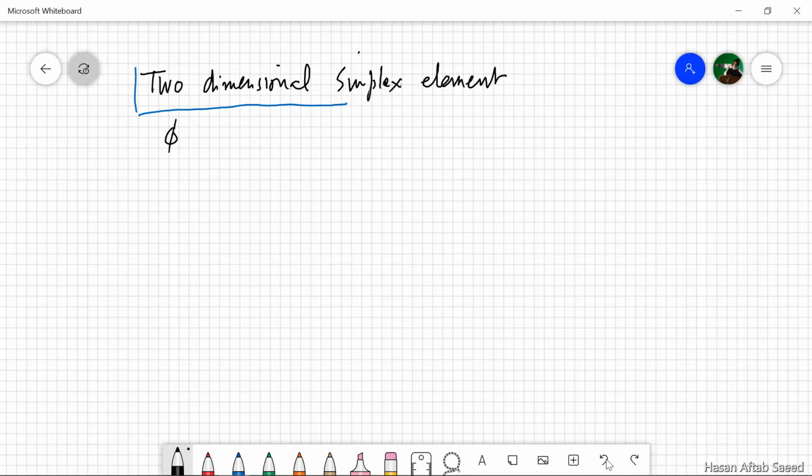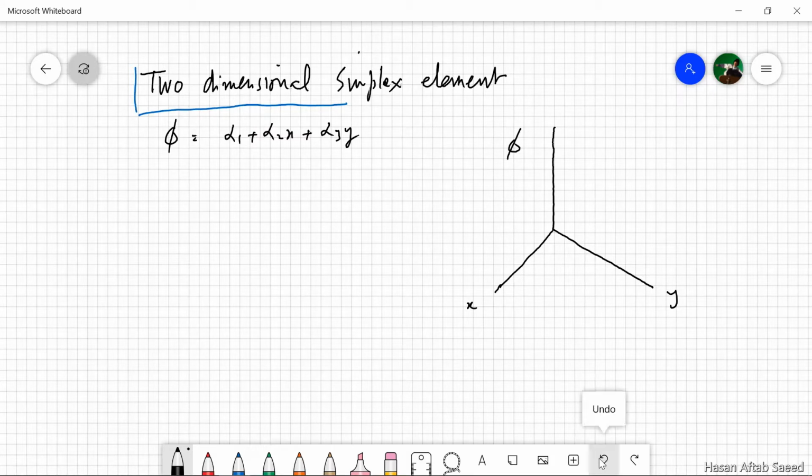The displacement function now will be a function of both x and y, a linear function, and we can show this linear variation graphically on this figure. Say this is the x-axis and this is the y-axis, and the quantity of interest, in this case u and v. It stands for both u as well as v.